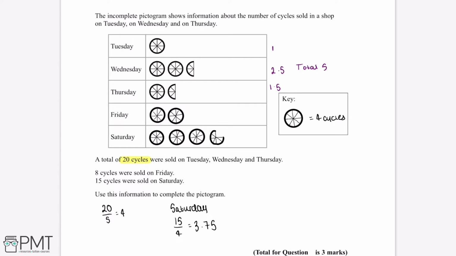And this is what our completed pictogram should look like. Now this question's worth 3 marks, and we'll get all 3 marks for correctly completing the pictogram with the correct key.